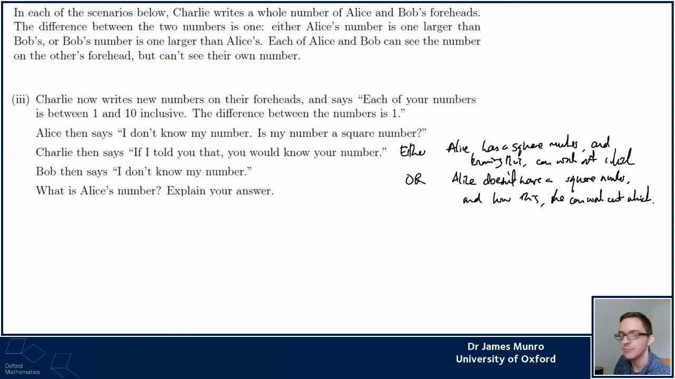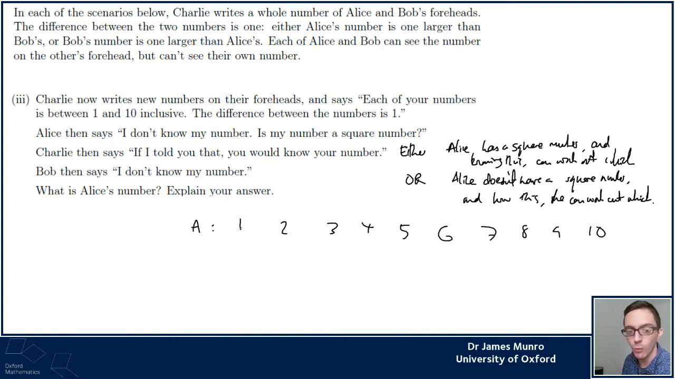So, what have we got? There's actually 2 possibilities. First time I tried this question, I thought Charlie was heavily implying that Alice had a square number, but that's not actually what Charlie says. So let's think about some cases. Maybe Alice has, well, okay, so there's 10 possibilities. Alice could have 1, 2, 3, 4, 5, 6, 7, 8, 9, or 10.